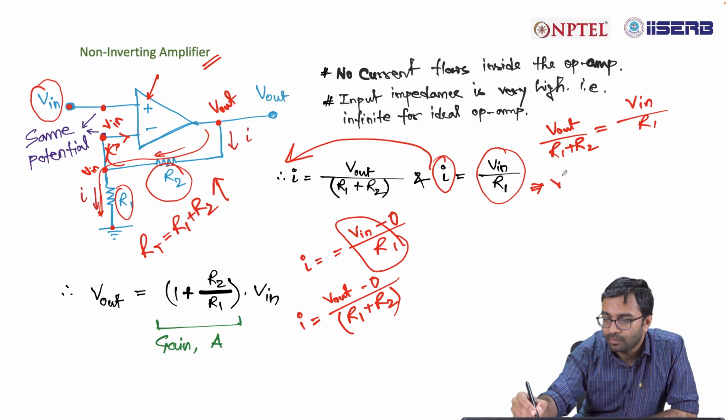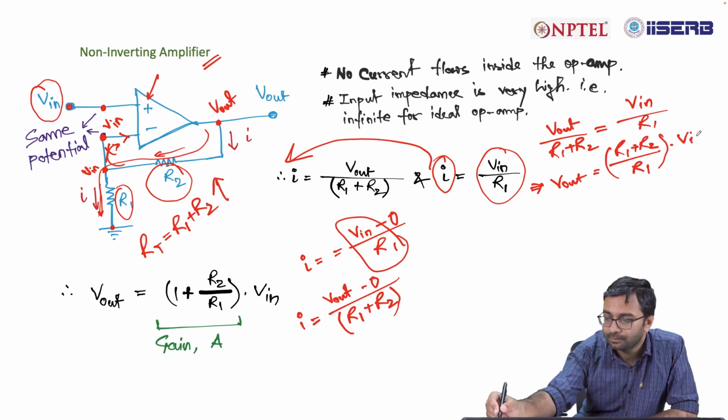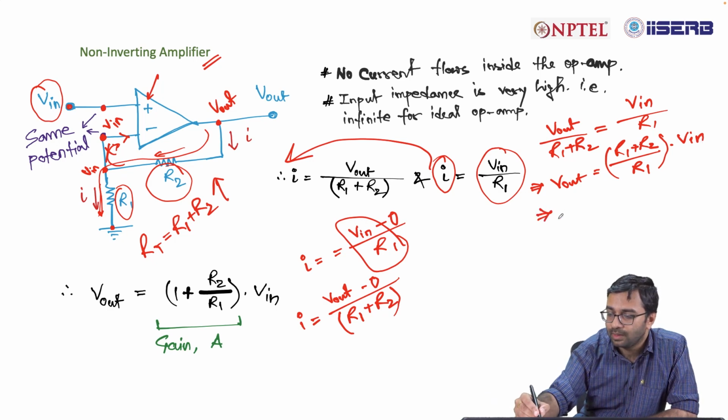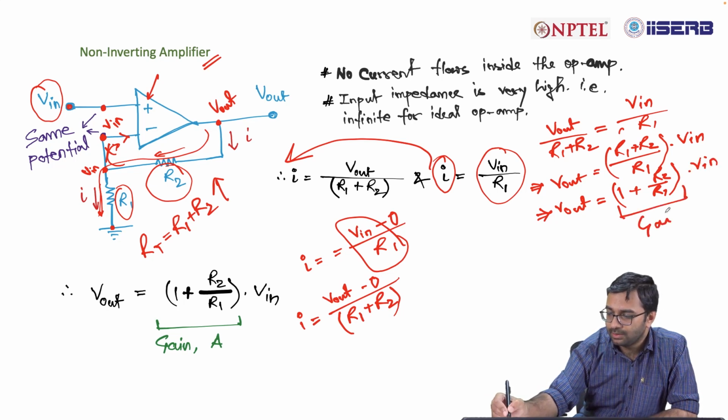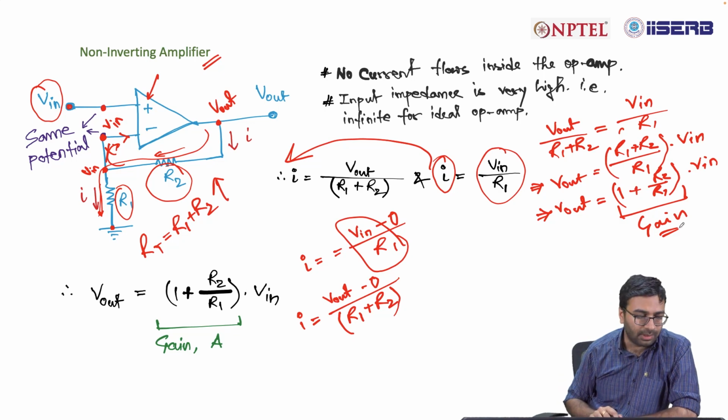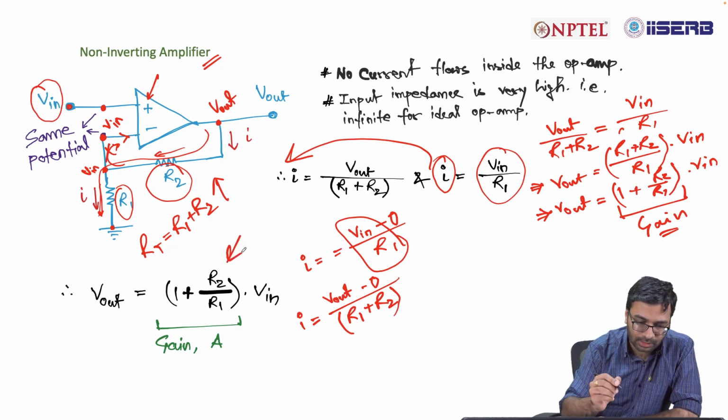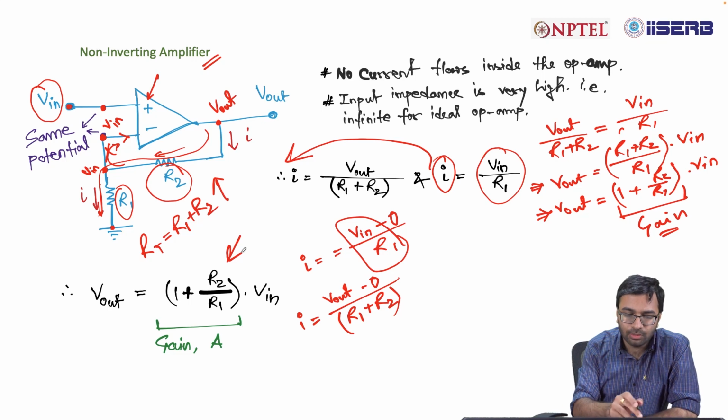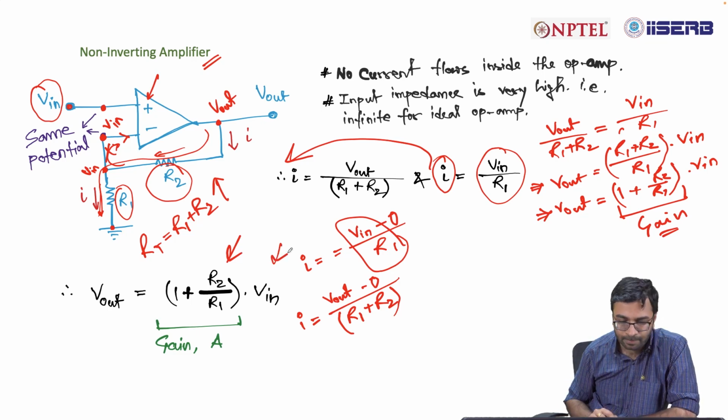That means V out is equal to R1 plus R2 divided by R1 into V in. If you divide both the terms by R1, then V out is equal to 1 plus R2 by R1 into V in. This term is the gain of the amplifier, as it is shown over here. So, your V out is equal to gain into V in.